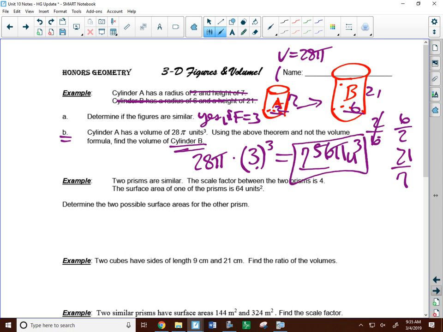So that's just an example showing you, take your scale factor, sure, but you're not multiplying by 3 because it's volume. Multiply by 3 cubed, k cubed.